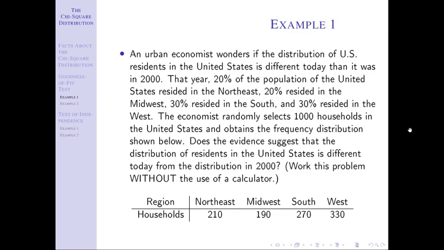And so we have two examples, one of each type. So we're going to have two examples showing you one of each type between the two different types of distributions that we can test, the two different nulls and alternatives that we saw. In this one, we want to see if the distribution of US residents is different today than it was in 2000. Back then, 20% lived in this region, 20% lived in that region, 30% in this region, 30% in that region. Now we select 1,000 households, and we want to see, do we follow the same distribution or not?